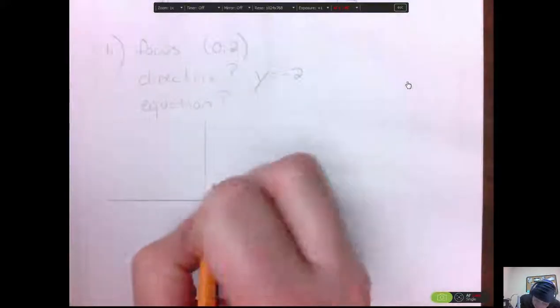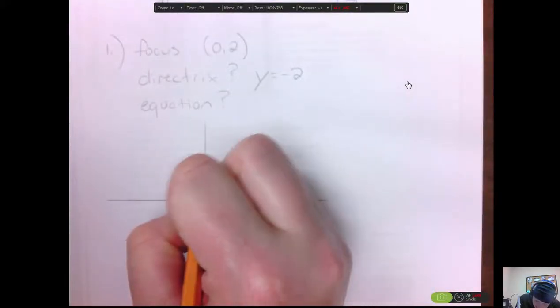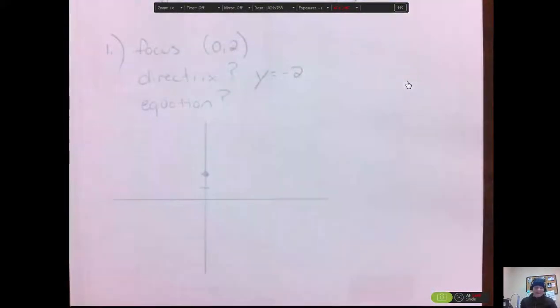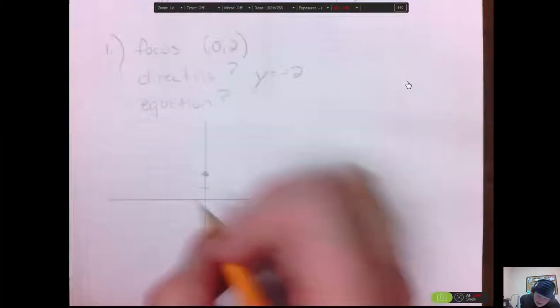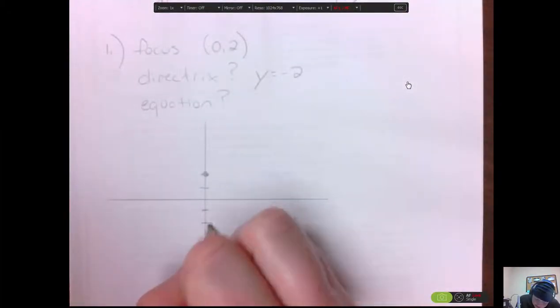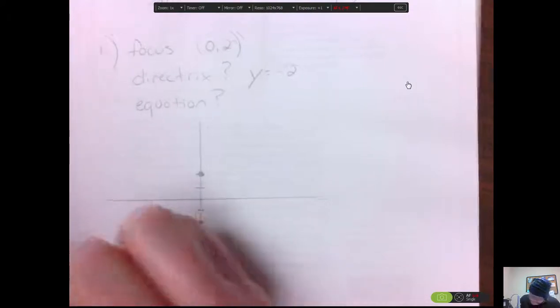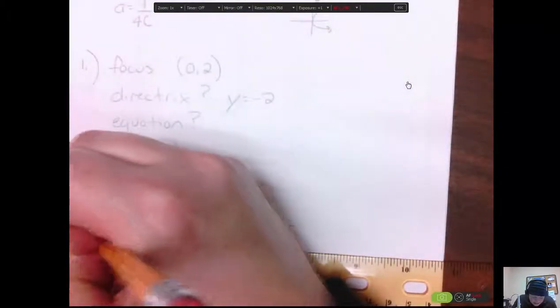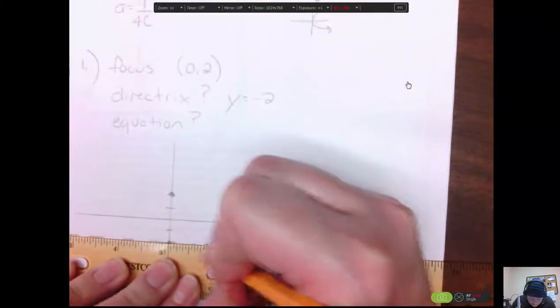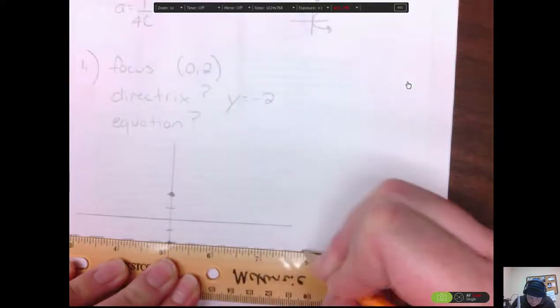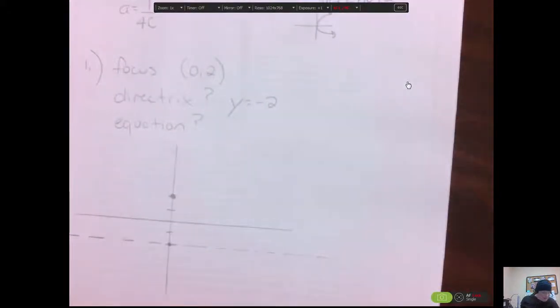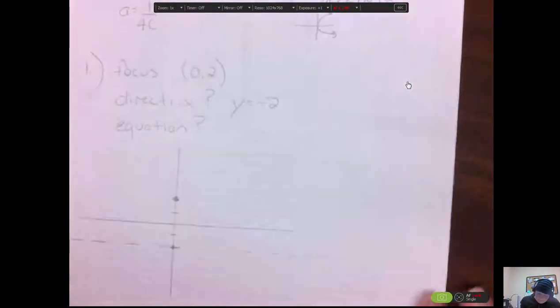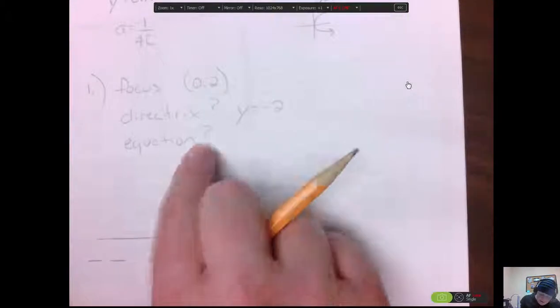So we know the focus is at (0, 2). Okay, so that automatically tells us that this is going to be up and down. And we know at (0, negative 2) here is going to be our directrix. And the vertex is going to be at (0, 0). And I think you were given that in your directions too, that the vertex is at (0, 0). Now let's write our equation.